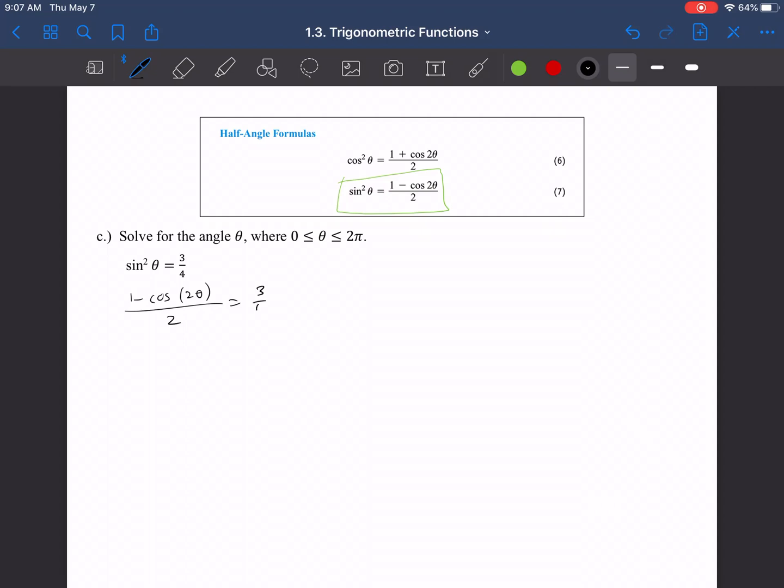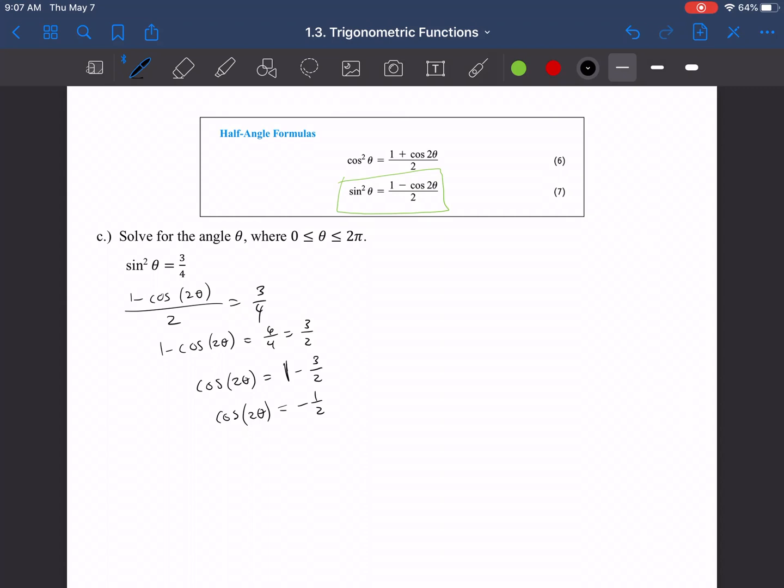equals 3/4. Then I can multiply both sides by 2, and I get 1 minus cosine of 2 theta equals 6/4, which reduces to 3/2. And then I can add cosine of 2 theta to both sides and subtract the 3/2, and ultimately get that cosine of 2 theta is equal to 1 minus 3/2. And 1 minus 3/2 is negative 1/2. And so I've got that right there.